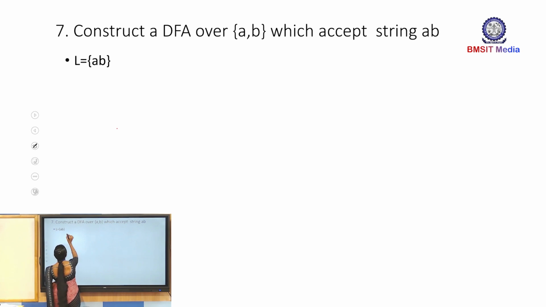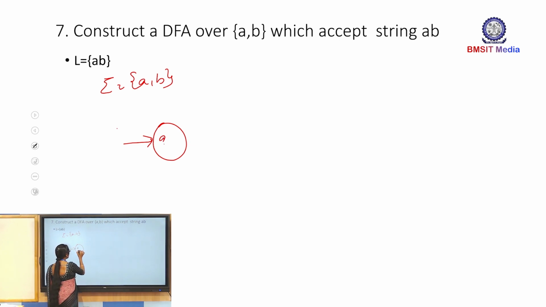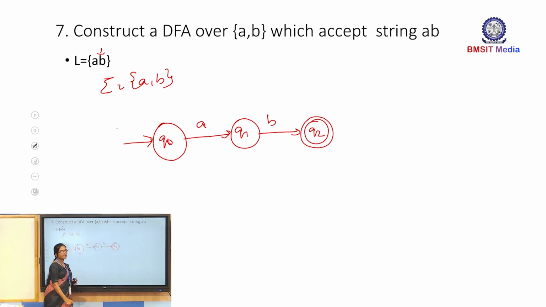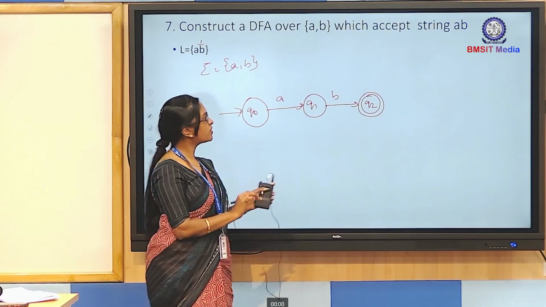Always remember, first write down the alphabets. The alphabets, or the symbols that we are using in the language, are A, comma, B. Now let me start with the problem. Basically it has to accept the string AB. So I'm in Q0. On seeing an A, it goes to the state Q1. Being in Q1, on seeing a B, it goes to the state Q2, which is the final state. So this particular DFA will accept the minimum string, which is AB.